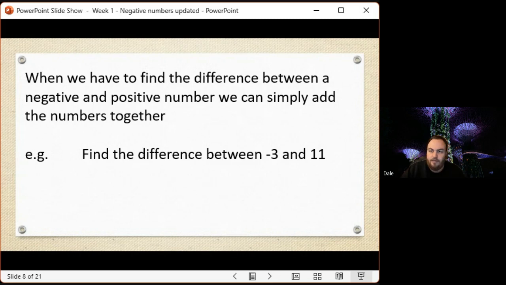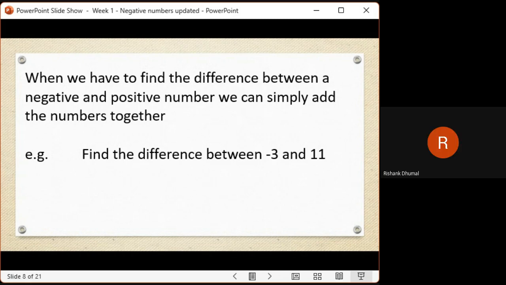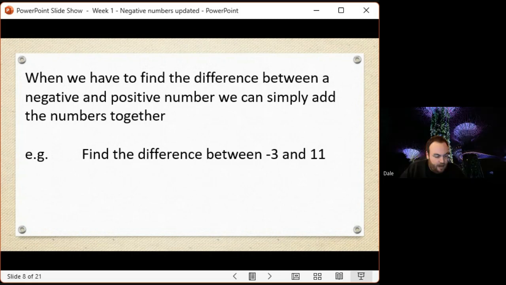Can anyone raise their hand and let me know? Whose hand is up? Roshan, can you unmute, please? The answer would be 3 + 11, which is 14. It says we add the 3 to the 11 because we're adding the numbers together. So the difference between -3 and 11 is adding those numbers that we see together to give us the answer.